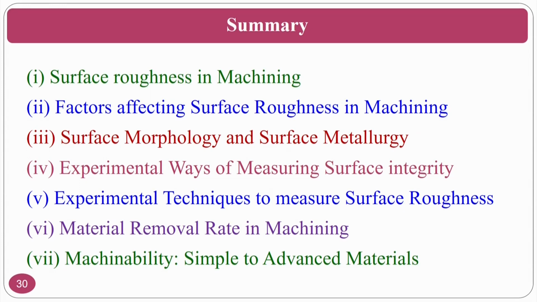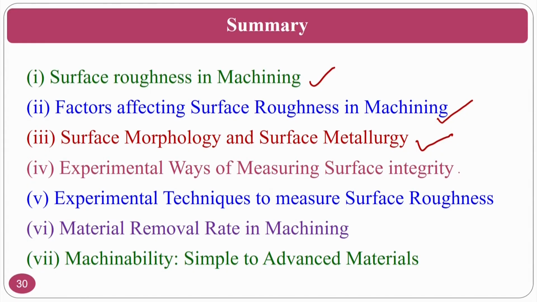Summary of this class: we have studied the factors affecting surface roughness in machining. We have seen a fishbone diagram where a lot of conditions are there. Surface morphology and surface metallurgy, how to check: scanning electron microscopy, where a backscattered image is there, a secondary electron image is there, X-rays are there for elemental diagnosis, what the elements are, and backscattered is used for phase analysis. Experimental ways of measuring the surface integrity, what I just now told. Techniques to measure the surface roughness, we have seen in the previous class, profilometers and all those things.